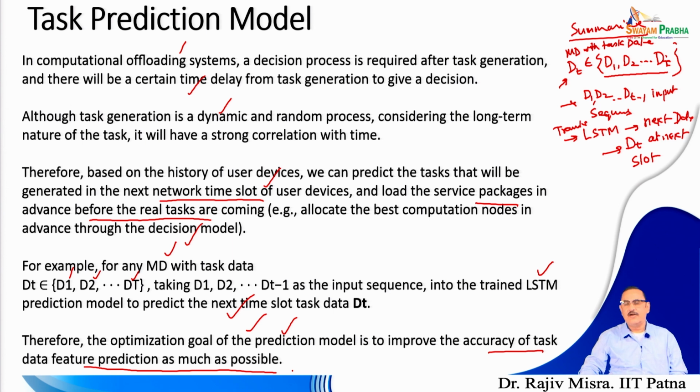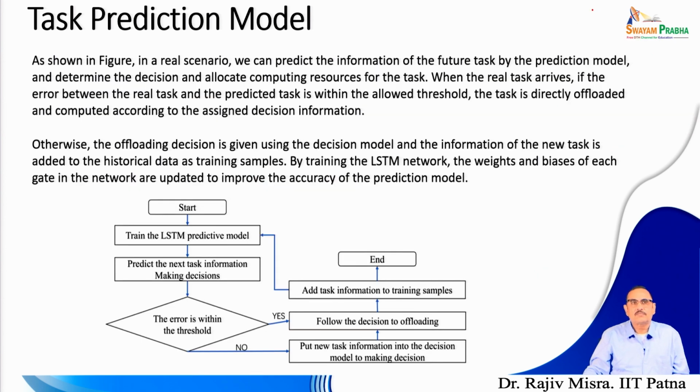Now, let us say the LSTM model, based on that input sequence of the mobile user data, that is the MD's task data, can predict what the next task will be. Let us see how that particular model can be useful. As shown in the figure, in real time we can predict the information of the future task by this prediction model, determine the decision and allocate the resources for the task.